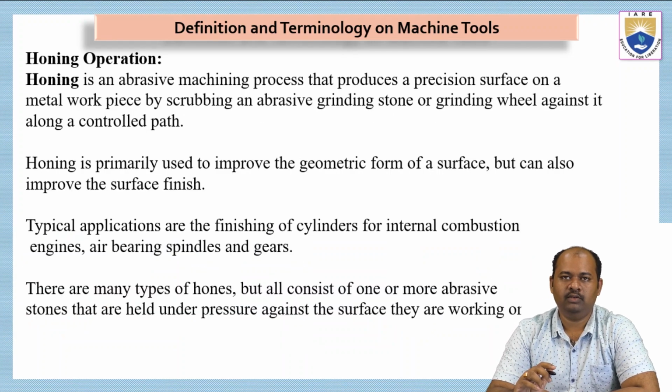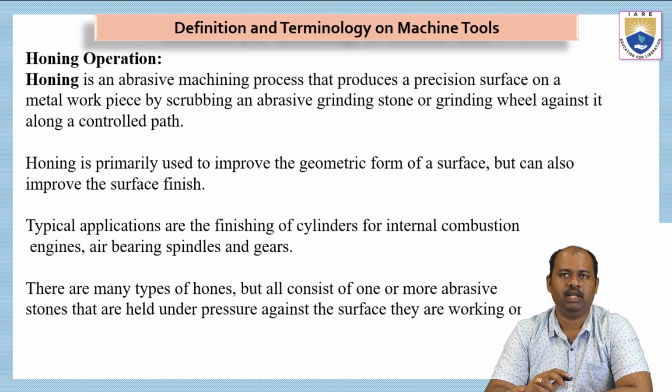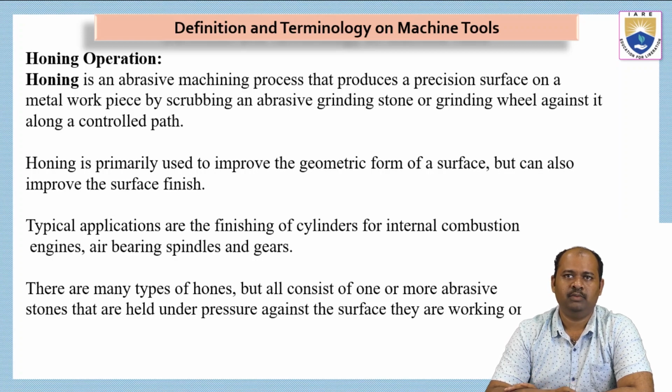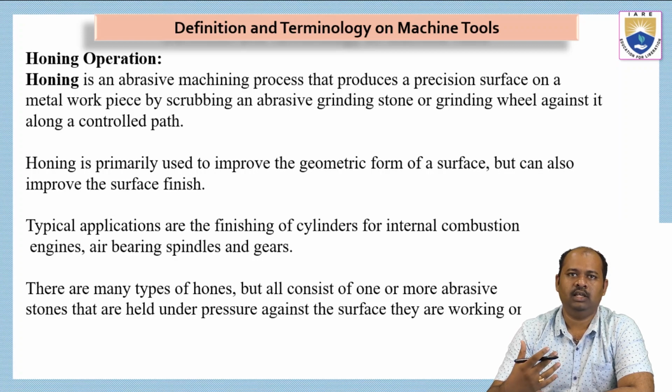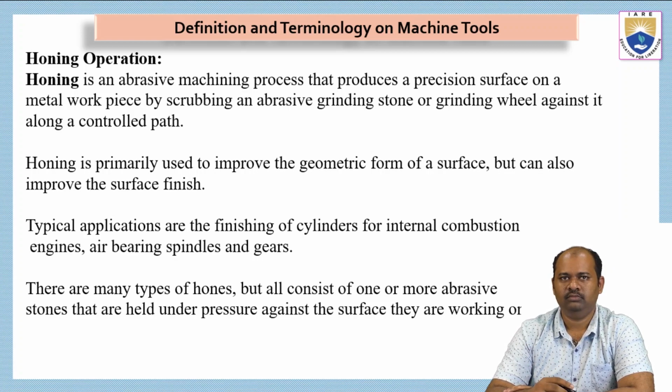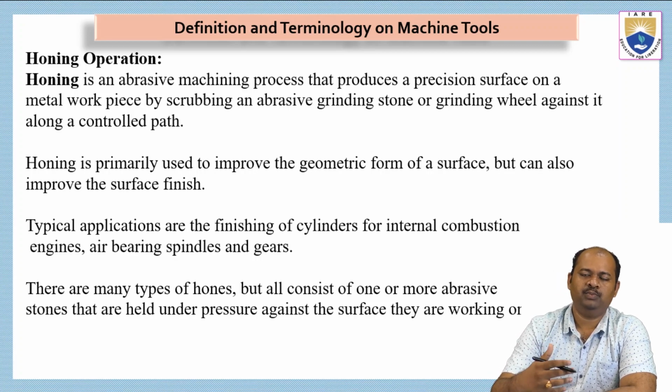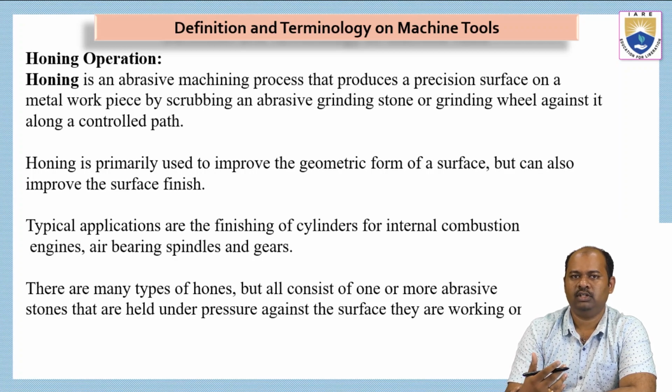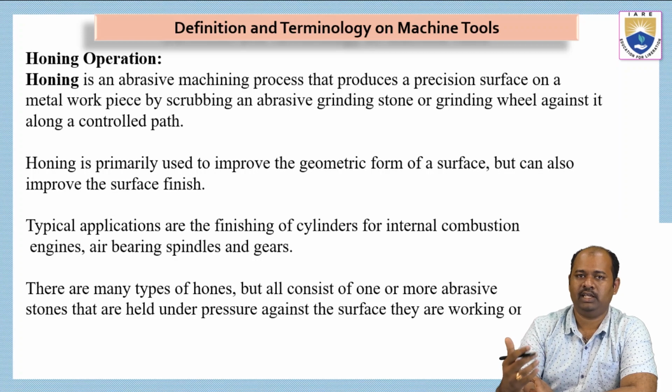And the next one is the honing operation. The honing operation is an abrasive machining process that produces a precision surface on a metal workpiece by scraping an abrasive grinding stone against a controlled path. Simply, the honing process is a surface finishing operation which might be used for an external surface or an internal surface like holes. In this process we will use honing stones as the tools. These honing stones are made up of abrasive particles just like a grinding wheel.